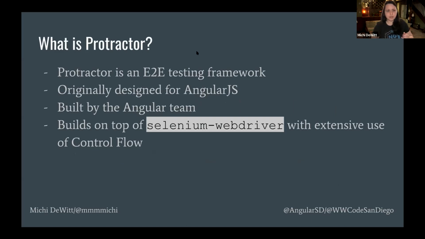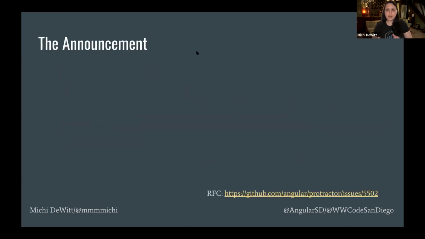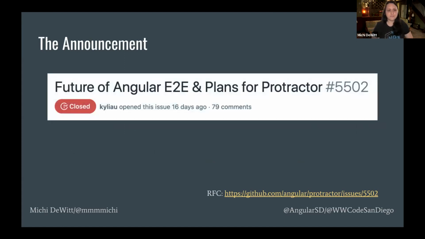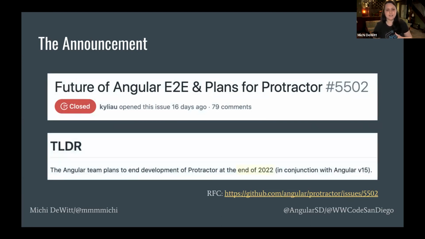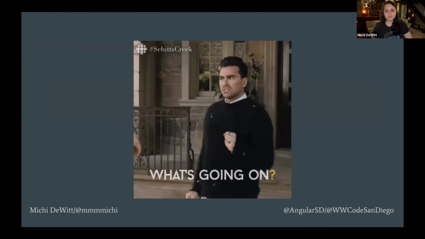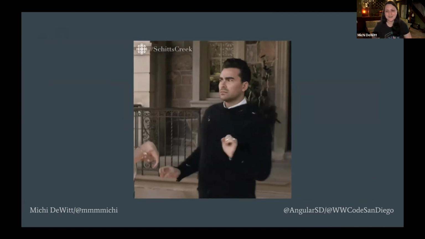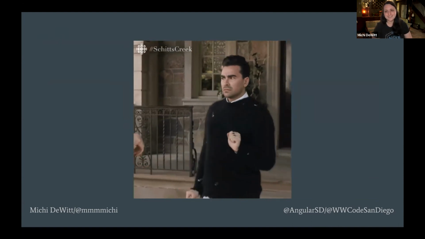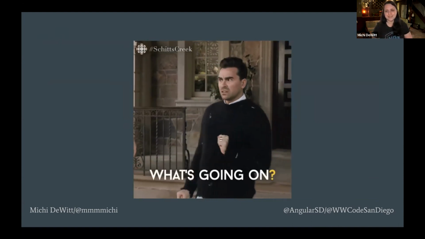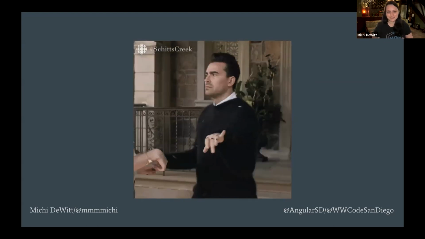So what is happening? At the beginning of April, I saw there was a new RFC from Angular called The Future of Angular E2E and Plans for Protractor. So then I clicked in, I saw this. The Angular team is planning to end development of Protractor at the end of 2022 in conjunction with Angular version 15. So immediately, this was my reaction because we do use Protractor at work. So I first wanted to know what was going on. So I dived into the RFC, looked through all the comments, and I'm here to present you the information, so you don't have to if you don't want to.